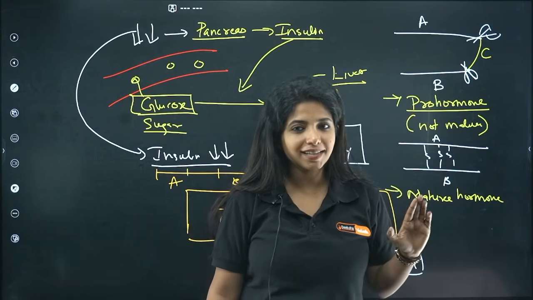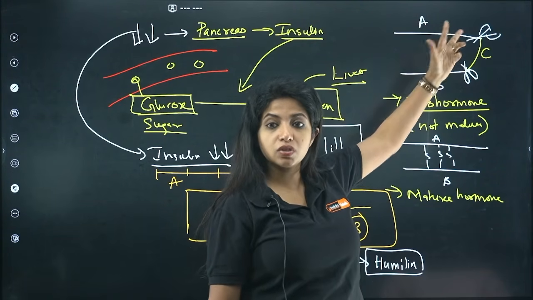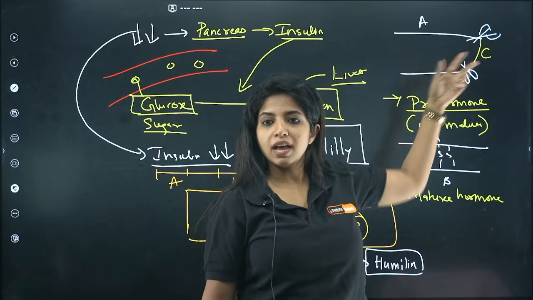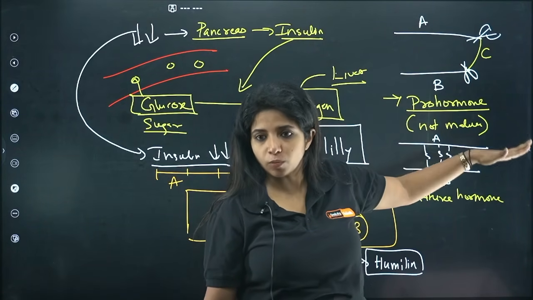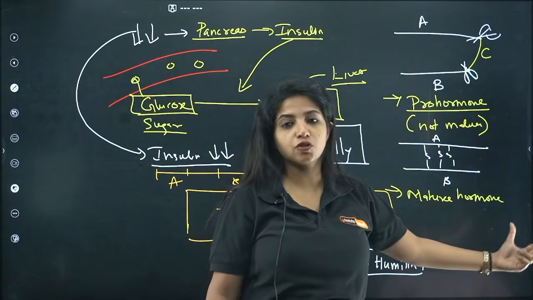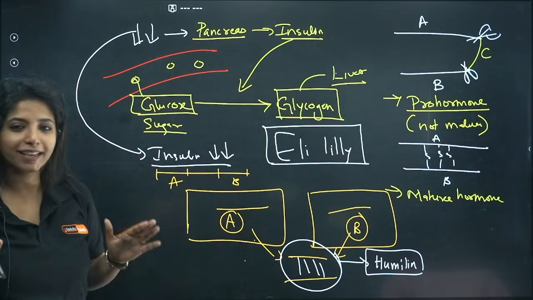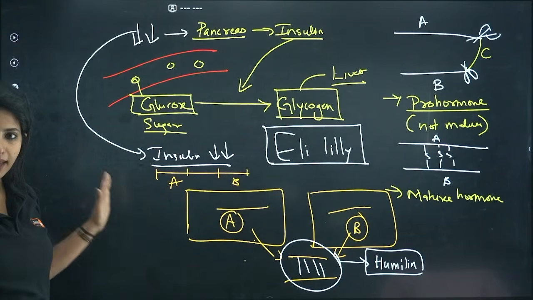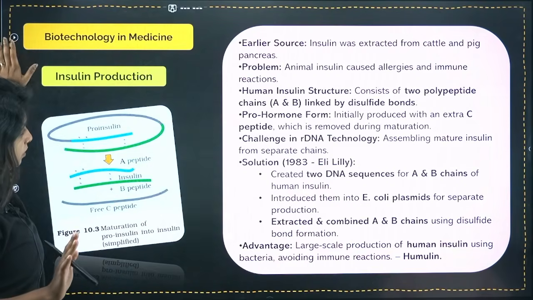Before that, just have an idea that in our case, A, C and B chains are actually being produced. The C chain is being removed, and that's how you just get the A and B. When you have the C chain, you call this pro-hormone. This is not the mature form of hormone, and when you remove the C chain, you get the mature hormone out there. Got it? That's all. Okay, this is the whole funda that we have. Very, very important. Okay, now we'll read it out.